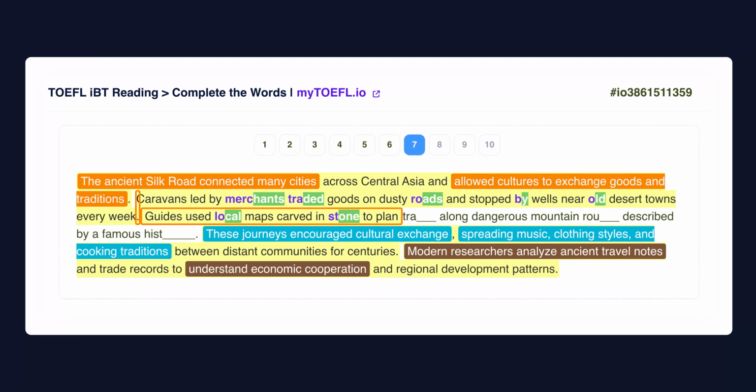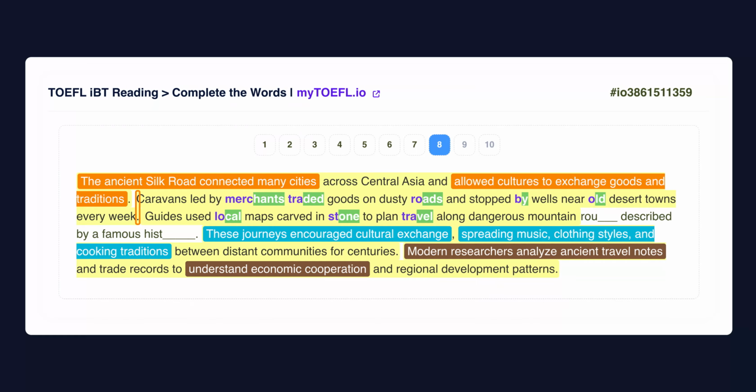Now we look at what the guides were planning using these maps. It relates to the main activity of the caravans. Guides used local maps carved in stone to plan trails along dangerous mountain. We are given the letters T, R, and A, and we need to fill in 3 blanks to complete the word. They used the maps to plan their movement. We need a noun starting with tra that means the act of moving from one place to another. That word is travel. The guides are planning travel along specific paths in the mountains.